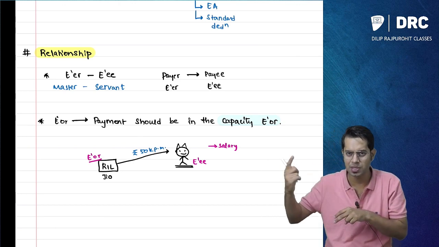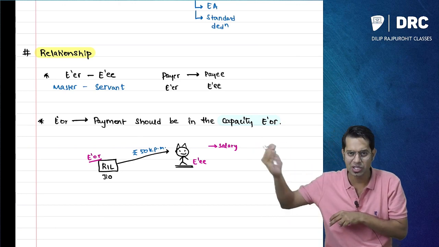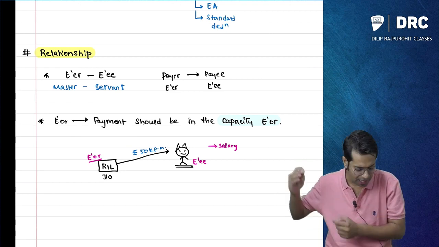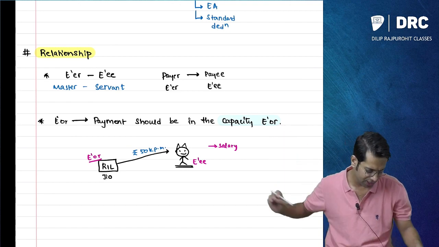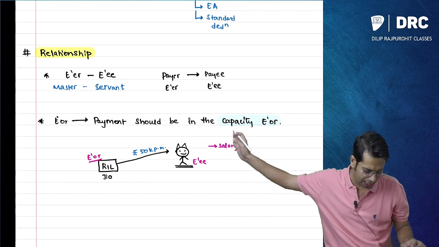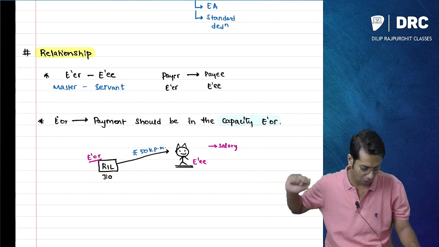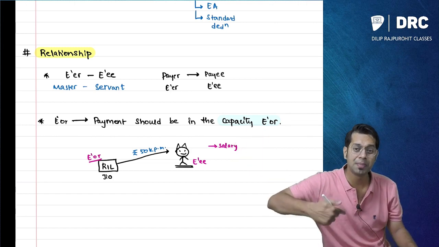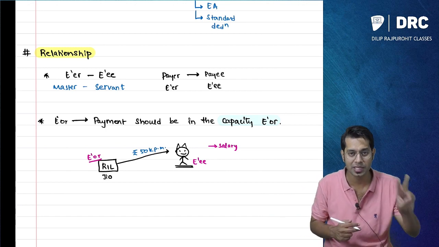Is there a relationship between Reliance Industries and Dilip? Yes, sir. What kind of relationship? One is employer and another one is employee. I am the employee. Then the payment which is made by Reliance Industry to Mr. Dilip. Second condition is what, sir?